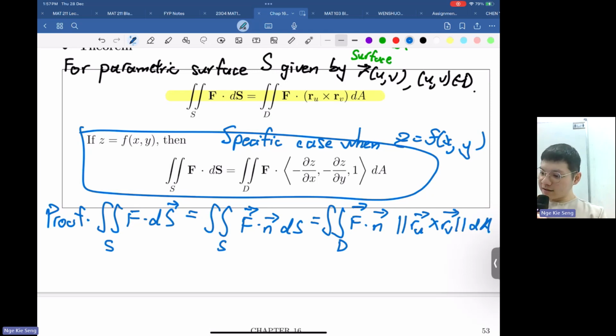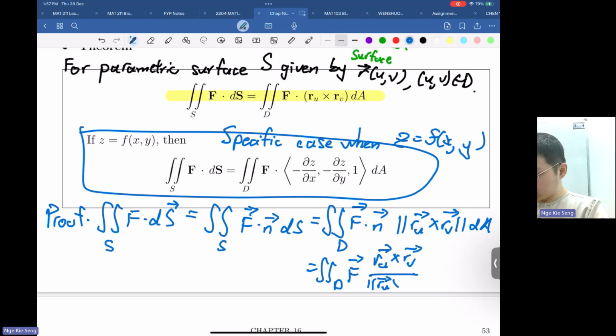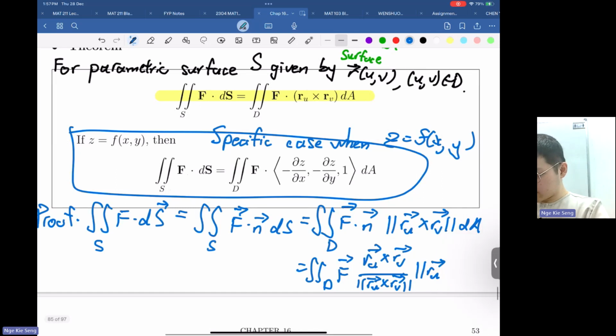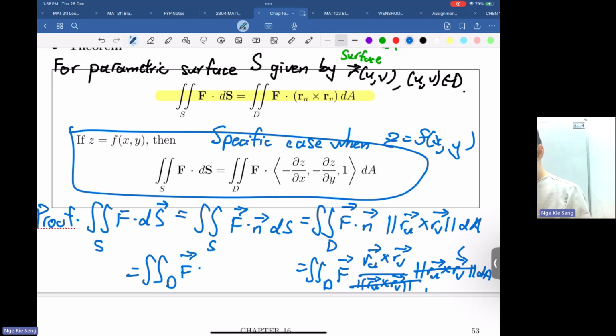But what is n here? n is the unique normal vector, meaning it is ru cross rv divided by the length of ru cross rv. But you have an extra contribution when you make the curved surface flat. So you can see that the norm cancels. What you are left with is just the integral of F dot with the cross product ru cross rv.